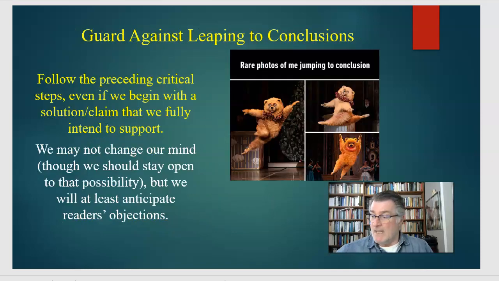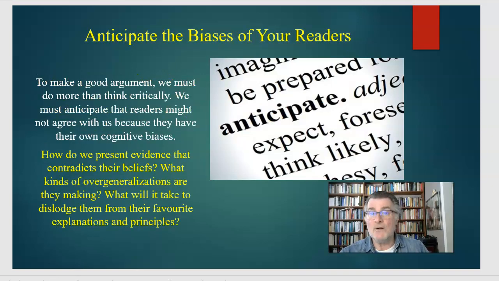So if we follow those critical steps, then we can begin with a solution, claim, hypothesis, whatever you want to call it, that we then fully intend to support. We may not change our minds, but at least we can anticipate a reader's objections or another inspector's objections. We need to be able to consider the possibility of someone else saying that we're wrong, and it does happen. But if you follow the steps that we just pointed out, those 6 steps, looking at things objectively, gathering enough information, asking yourself the opposite, what if it was something else? Could I find data to refute that or confirm it? All those things make you a critical thinker.